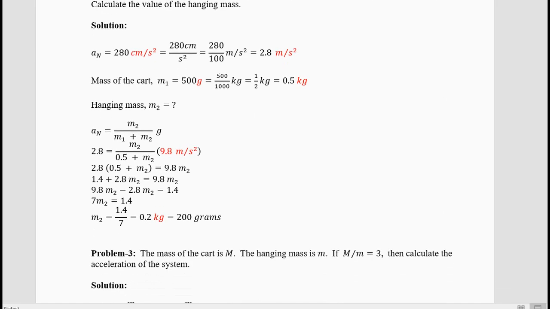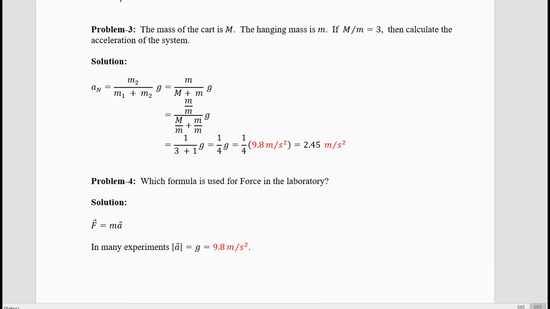Now just do this calculation. an equal to m2 divided by (m1 plus m2) into g. g is 9.8. Now cross multiply: 2.8 into (0.5 plus m2). You will get 1.4 plus 2.8 m2, and on the right you have 9.8 m2. Take this 2.8 m2 to the right, you will get 9.8 minus 2.8, which is 7, so 1.4 equal to 7 m2. m2 equal to 1.4 by 7, you will get 0.2 kilograms. In lab we are going to use grams, so multiply with 1000, it is 200 grams.